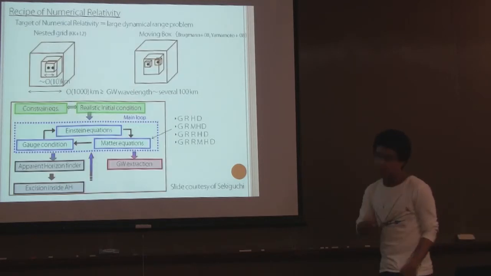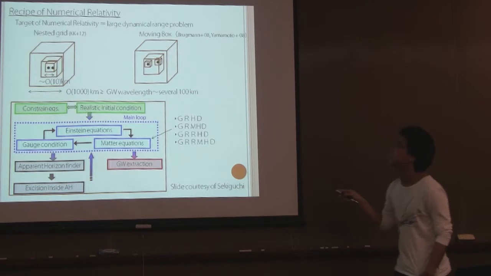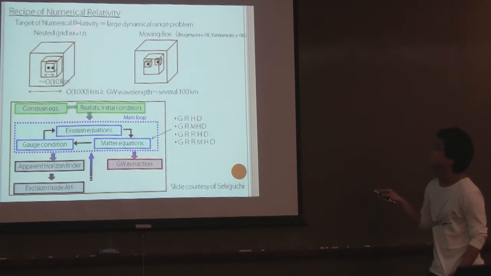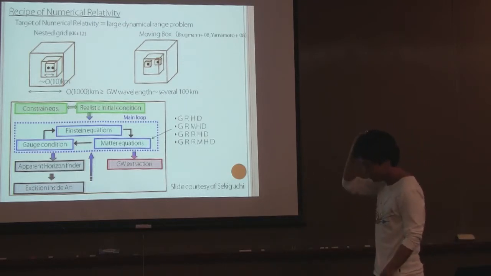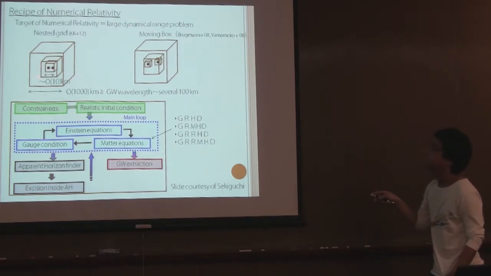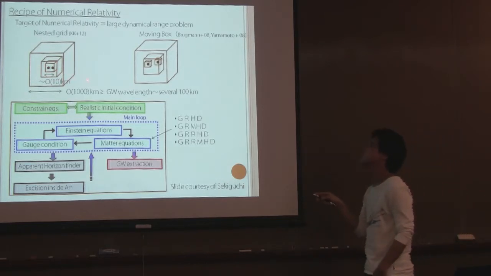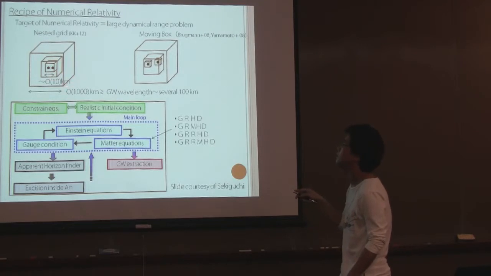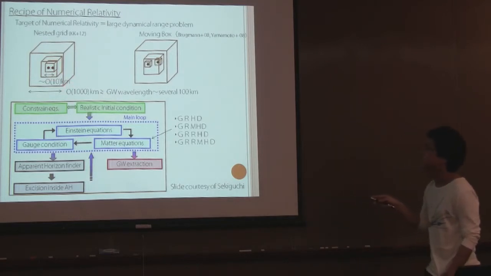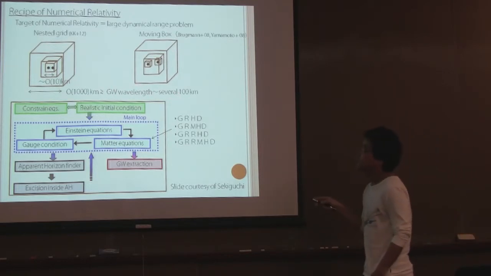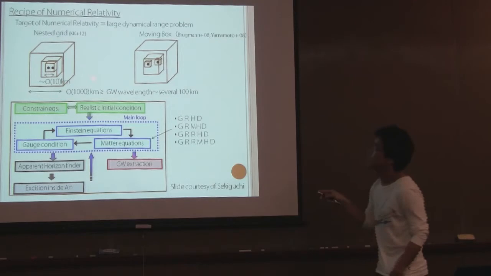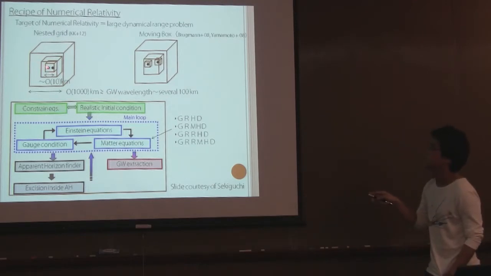The last thing is a little bit of technical issues. The target of numerical relativity has a large dynamical range in general. For instance, in compact binary mergers, the typical size of the neutron stars or stellar mass black holes is on the order of 10 kilometers. On the other hand, a gravitational wavelength is several hundred kilometers. So you have to cover the neutron stars, black holes, and gravitational waves simultaneously.